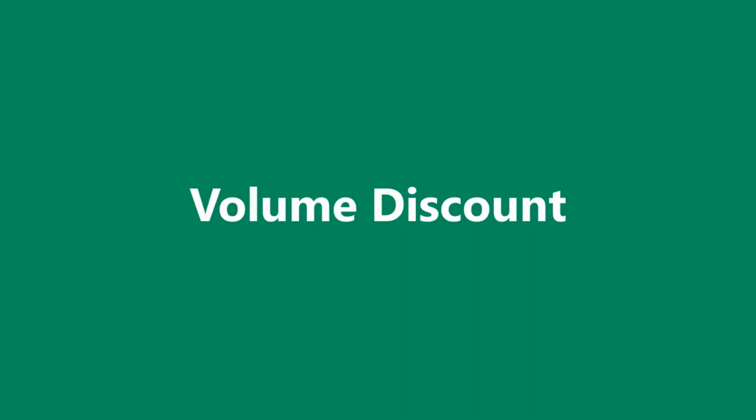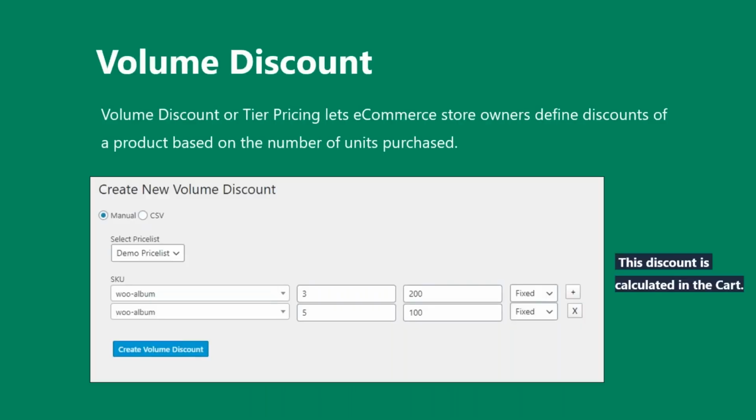Next, coming to volume discount. Now we are gradually entering the world of different types of pricing which you can define to make the relationship with customers better. So what is volume discount? Volume discount is simple: buy this amount of units and get this much discount. Buy X units, get Y discount. Volume discount, or tier pricing, lets e-commerce store owners define discounts on a product based on the number of units purchased. It's the same as price list, just this will be calculated in the cart because you're defining the discount at unit level or tier level.